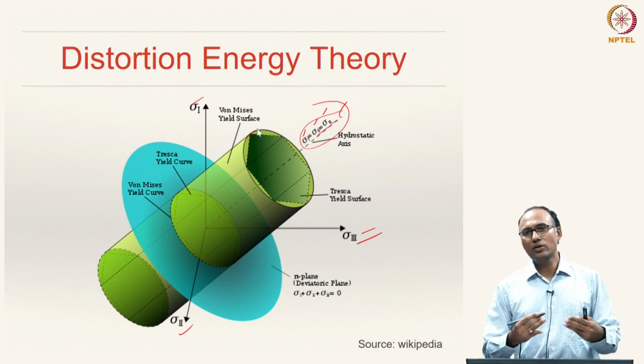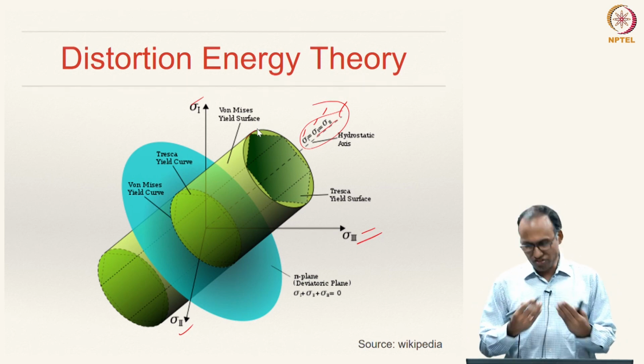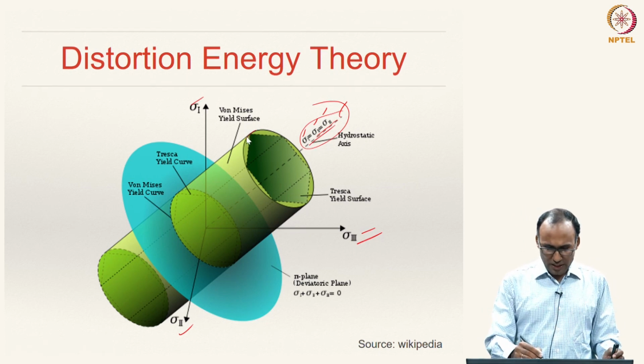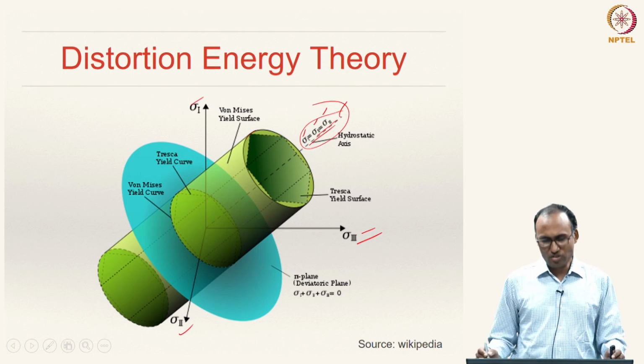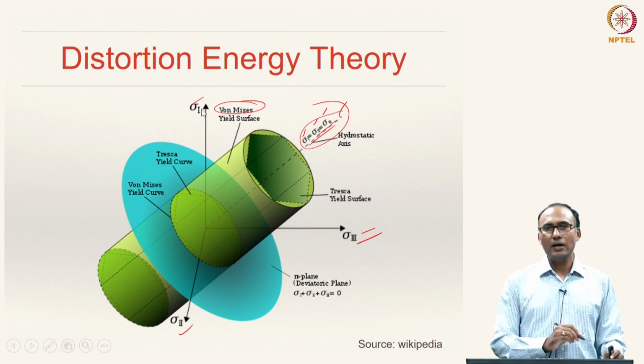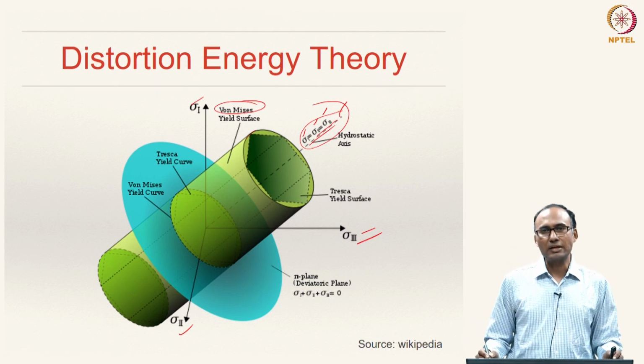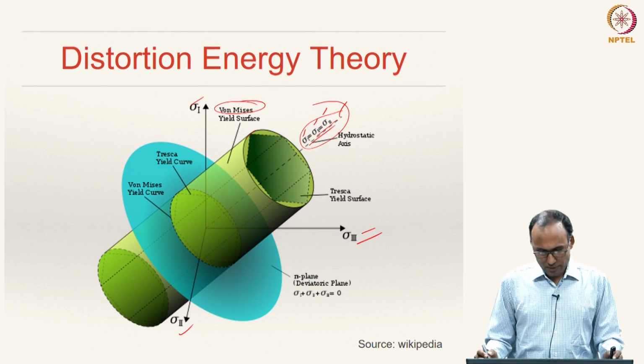That means the failure, the distortion, is not caused by this hydrostatic stress. This yield surface is called the von Mises yield surface after von Mises, who is responsible for this distortion energy theory. Okay.